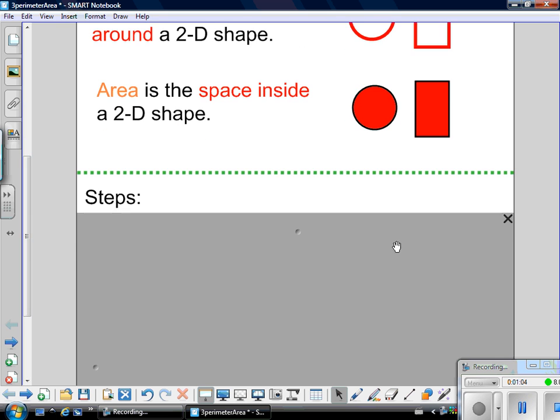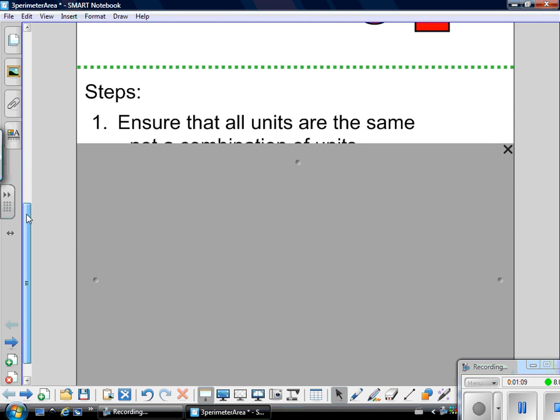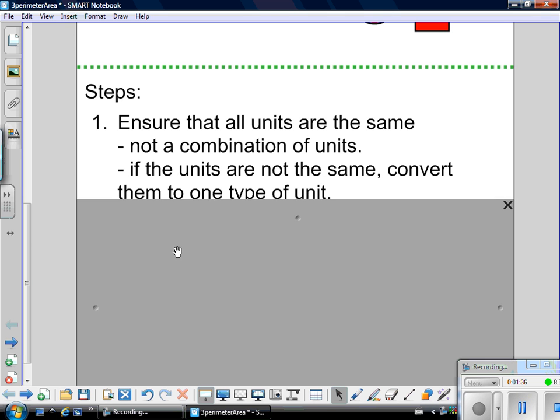Now, when we're doing this, there are a few different steps that we need to make sure we have, and these are written down already for you. Ensure that all the units are the same, so not a combination of units. Some of the units could be imperial and some metric, so convert to one or the other. It could be that we're in meters and some of the units they've given us are in centimeters or kilometers. So we need to make sure everything is in the same units, and if they're not the same, we need to convert them.